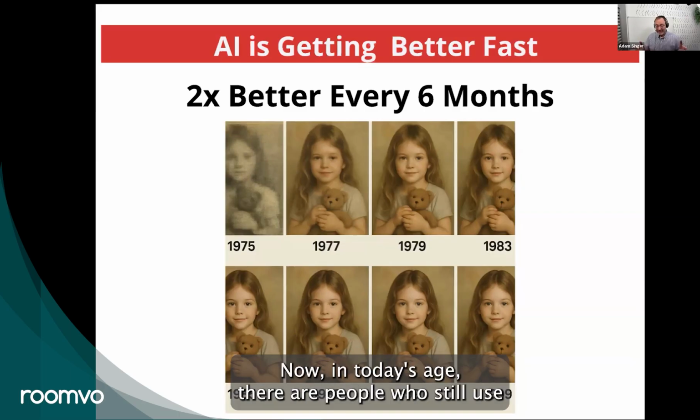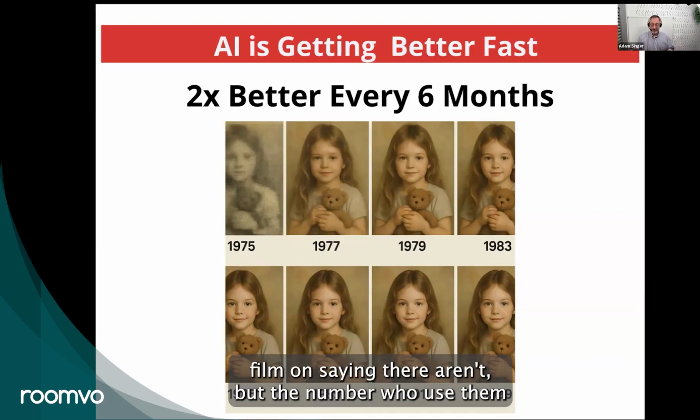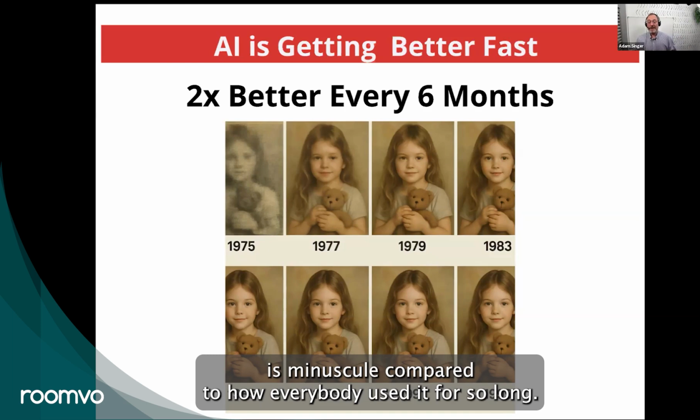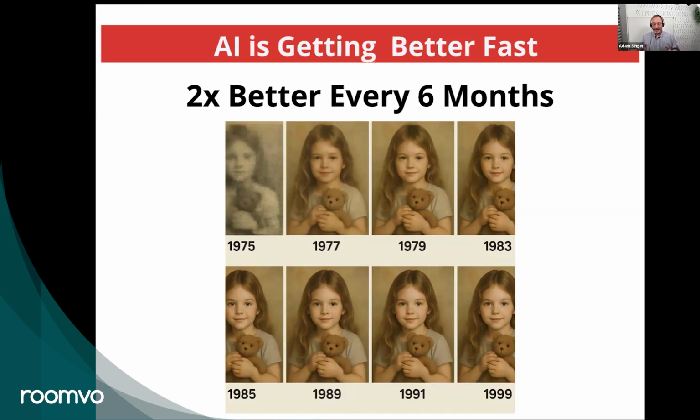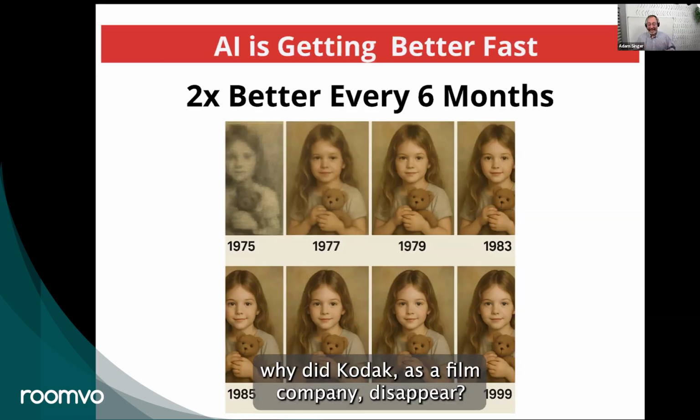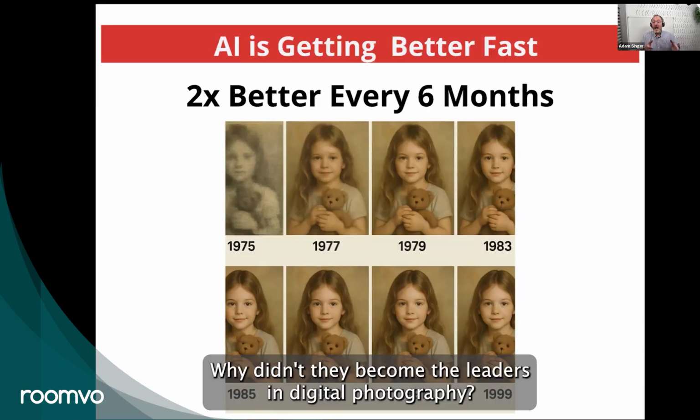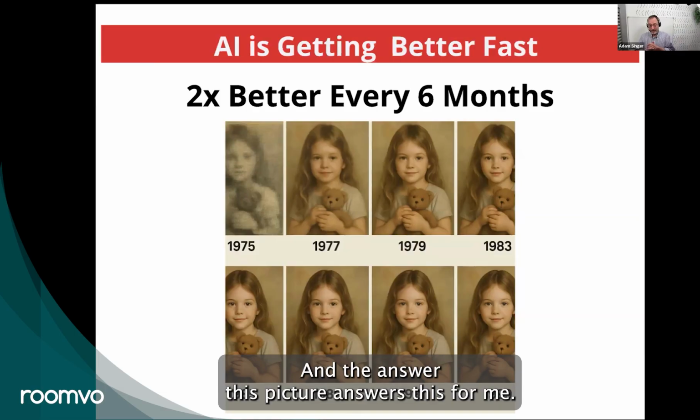Now, in today's age, there are people who still use film. I'm not saying there aren't, but the number who use them is minuscule compared to how everybody used it for so long. So what happened? Why did Kodak as a film company disappear? Why didn't they become the leaders in digital photography? And this picture answers this for me.